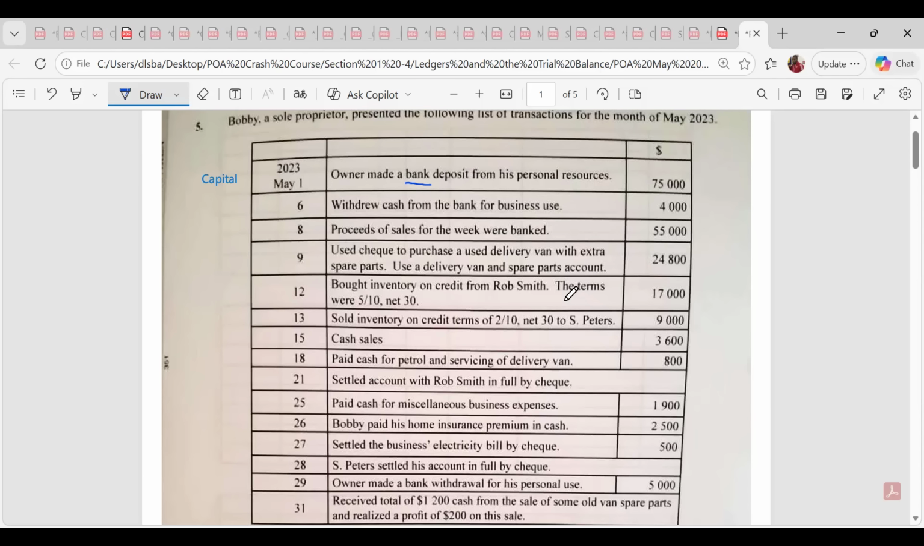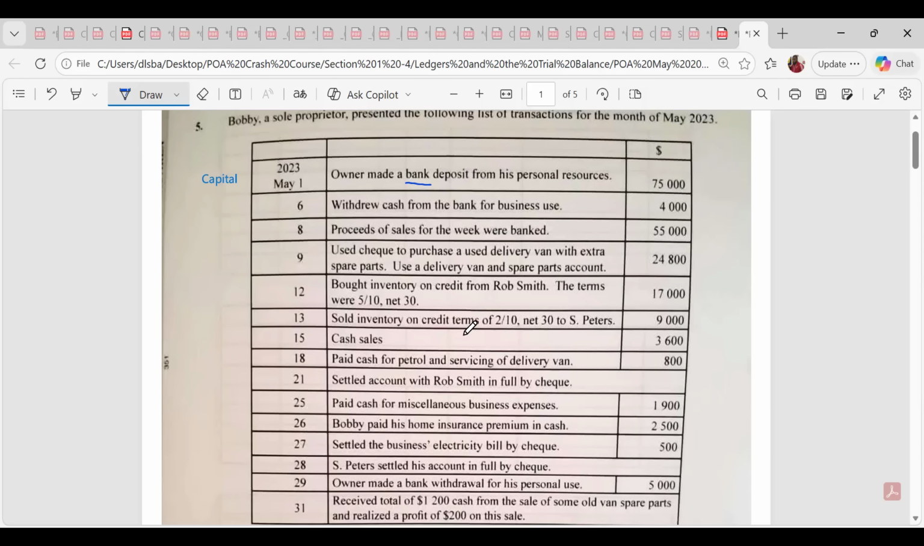So we sold inventory on credit to S. Peters, right? Sales is always credited, so we will credit sales. And what do you do to S. Peters? Debit. Good.